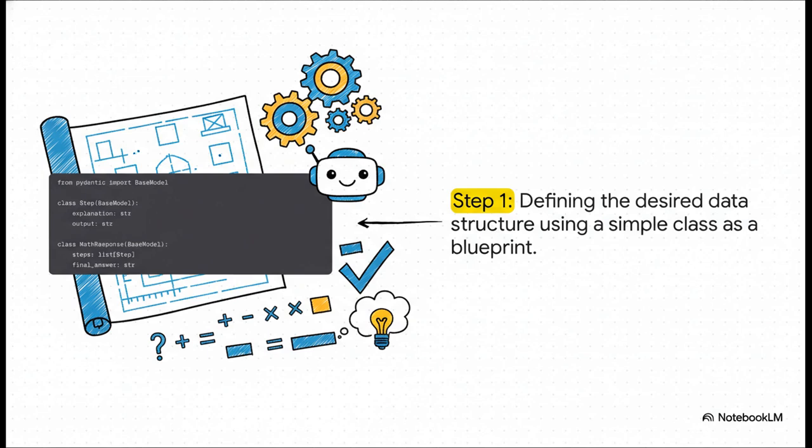You're basically just creating a blueprint for the answer. Here, we're telling it to break a math problem down into a series of steps, each with an explanation and an output, and then a final answer. We're telling the AI exactly how to organize its thoughts for us.